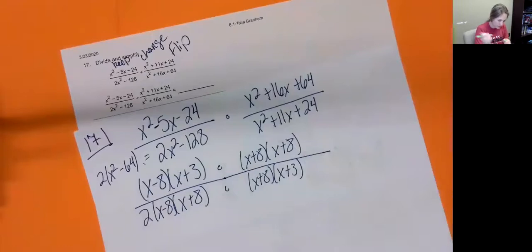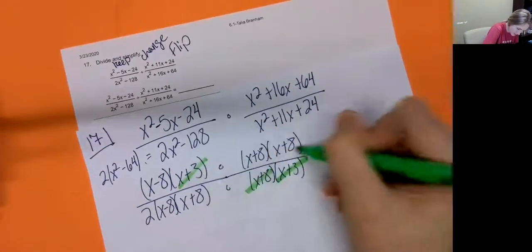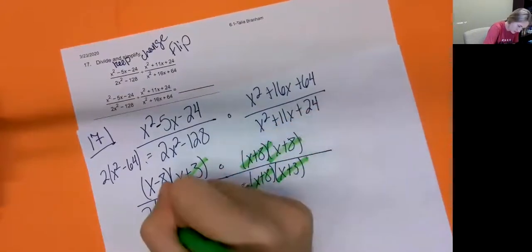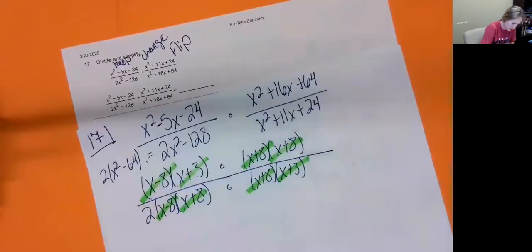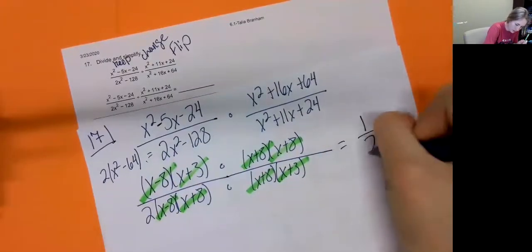So cancel. We have x plus 3, x plus 3, x plus 8, x plus 8, x plus 8. So our answer would be 1/2.